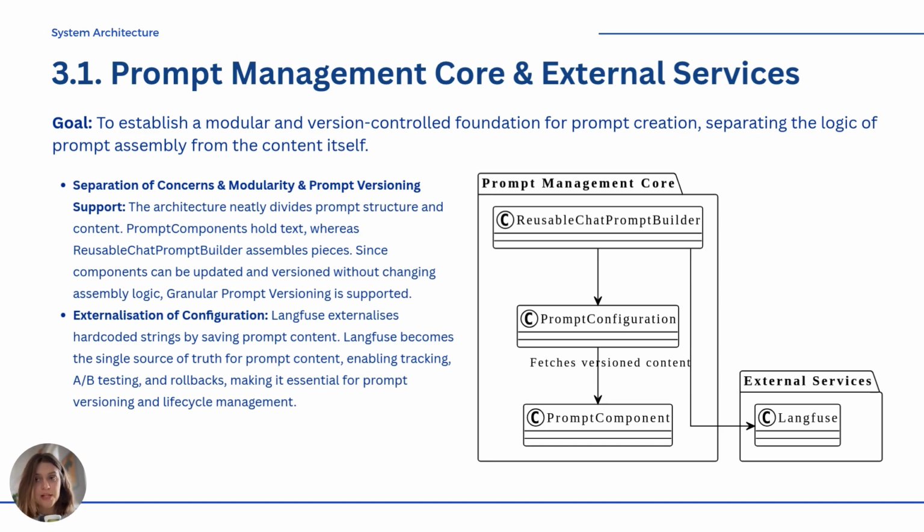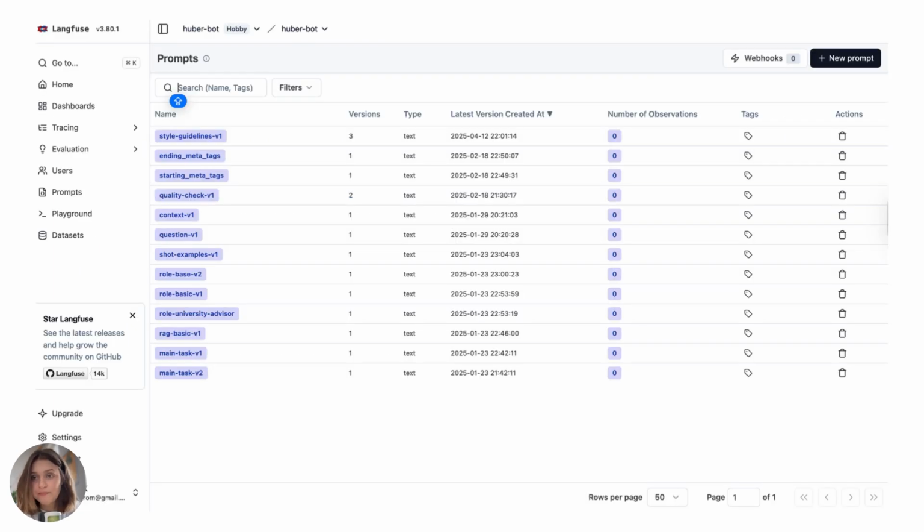So, the prompt management core is a modular version control system that separates prompt assembly logic from content. Prompt component is the smallest unit, for example, instruction or roles, each linked to versioned content in Langfuse. Prompt configuration defines which components form a template, and the reusable chat prompt builder fetches and assembles them together. This works like a prompt template engine and repository.